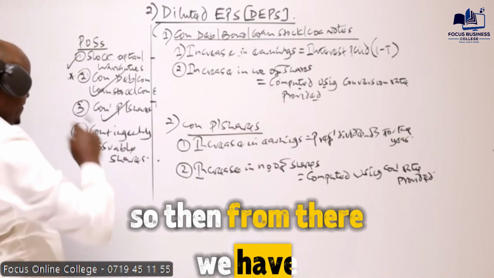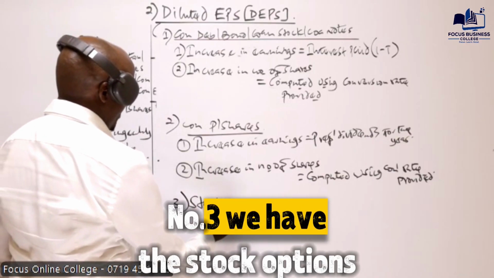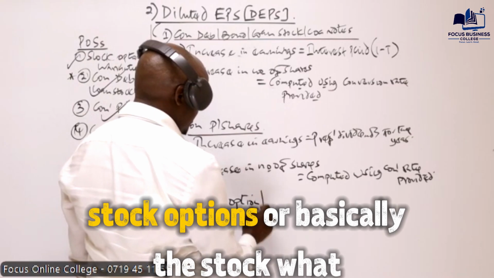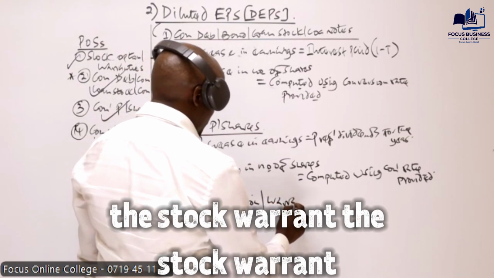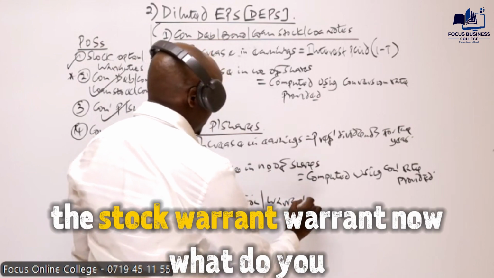So then from there we have number three, the stock options, or basically the stock warrant.